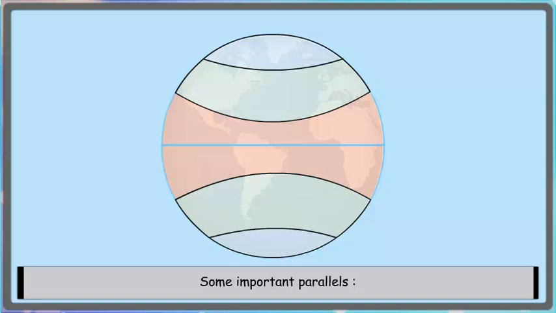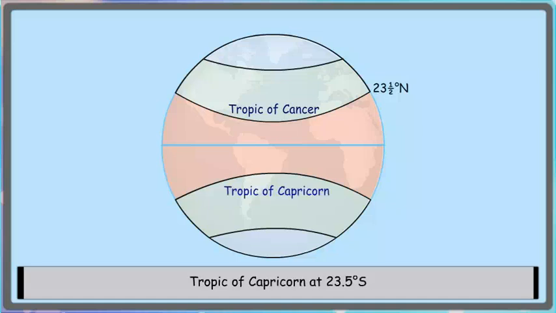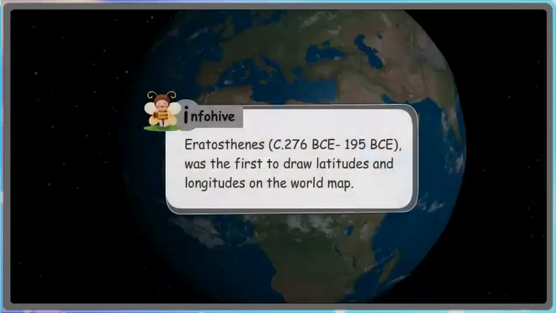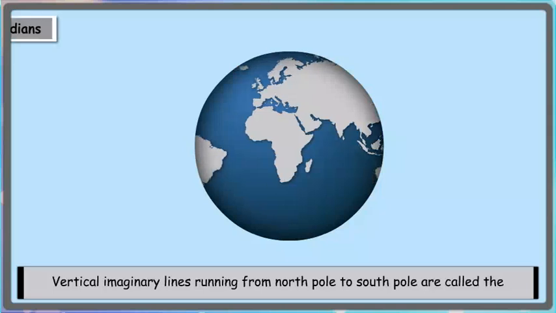Some important parallels. Tropic of Cancer at 23.5 degree north. Tropic of Capricorn at 23.5 degree south. Arctic Circle at 66.5 degree north. Antarctic Circle at 66.5 degree south. Info Hive. Eratosthenes was the first to draw latitudes and longitudes on the world map.